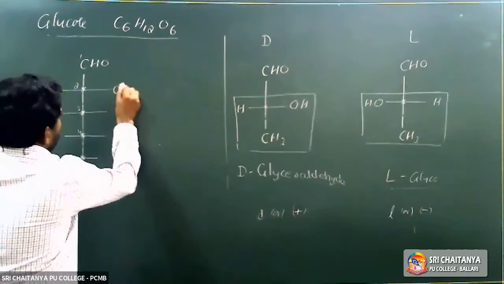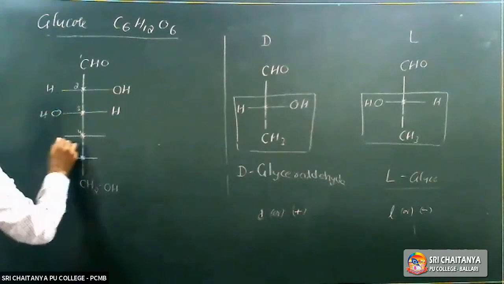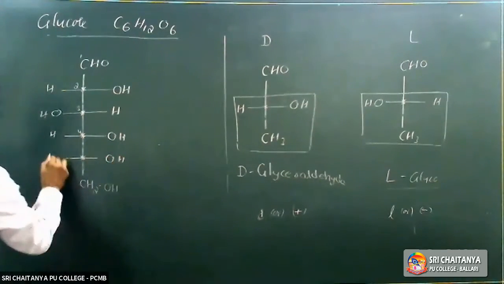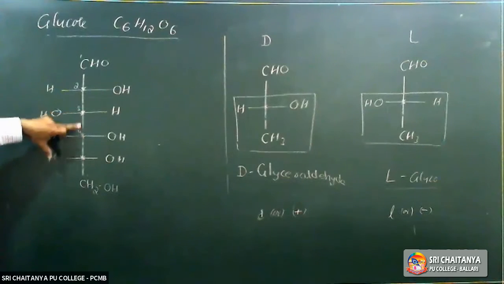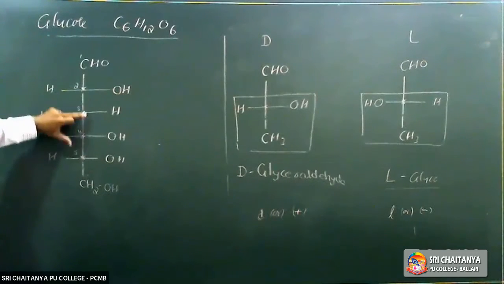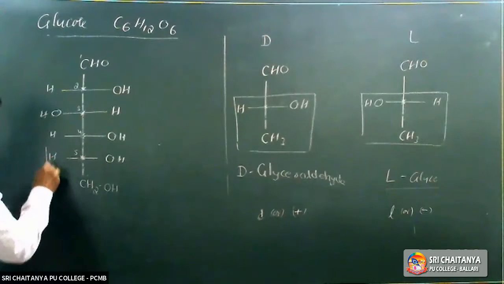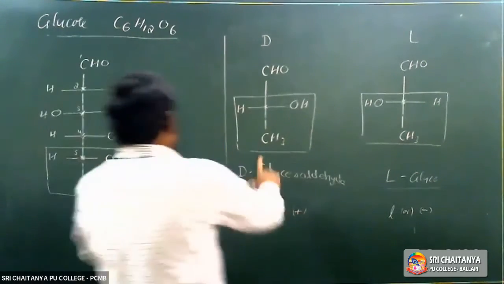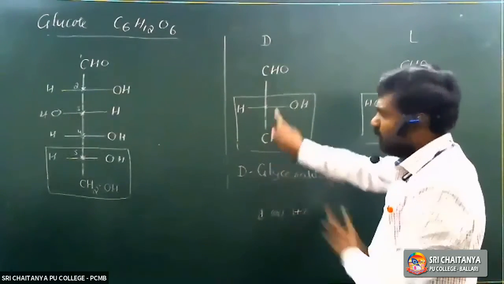So it is OH, H, H, then OH, OH, H, then OH, H. So the second, third, fourth, and fifth carbons, the middle 4 carbons, are asymmetric. So it contains 4 asymmetric carbons. The highest asymmetric carbon is the reference, as in glyceraldehyde, which has only one asymmetric carbon.